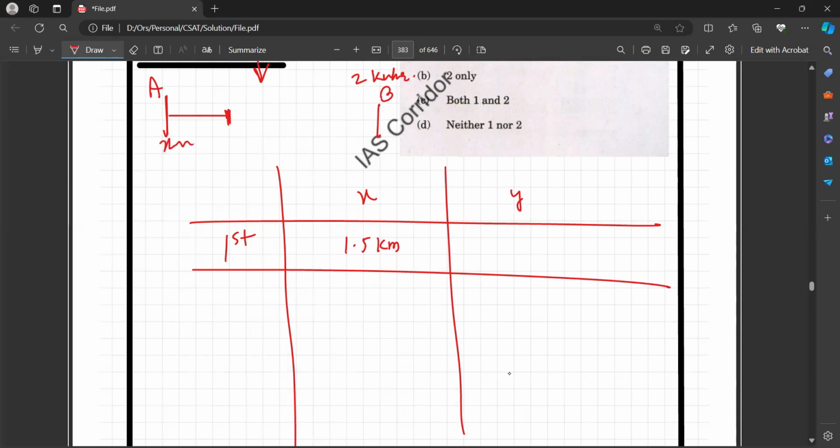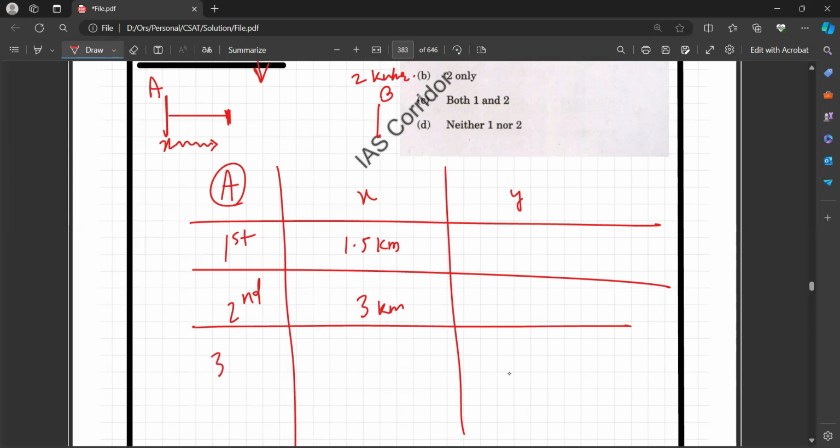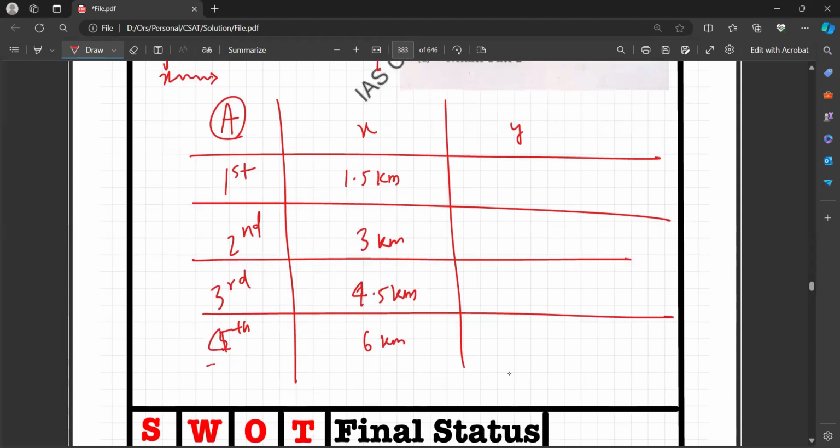If X goes at a speed of 1.5 kilometer per hour, in one hour how much will he cover? 1.5 kilometer. In the second hour, X's position measured from A will be 3 kilometer, because next hour also he will go 1.5 kilometer. In the third hour, again 1.5 kilometer more, that will be 4.5 kilometer. In the fourth hour, it will be 6 kilometer. And in the fifth hour, he will reach 7.5 kilometer. Then in the sixth hour, again 1.5 more, so it will be 9 kilometer.